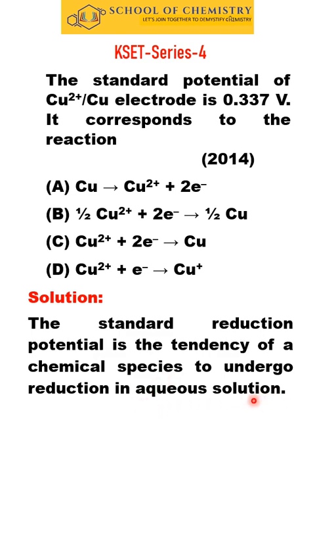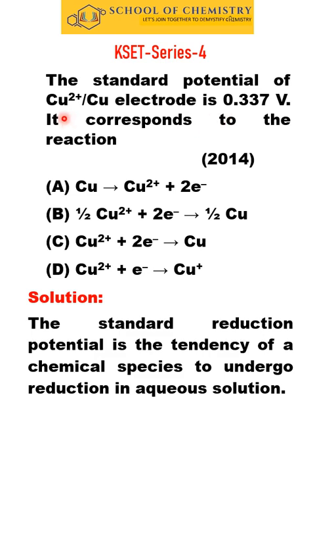This is very important because most of the reactions that we consider happen in aqueous solution. In aqueous solution under standard conditions, the tendency of the species to undergo reduction is given by the value of the standard reduction potential. Simply, the higher the value, the higher is the tendency of that particular species to undergo reduction.